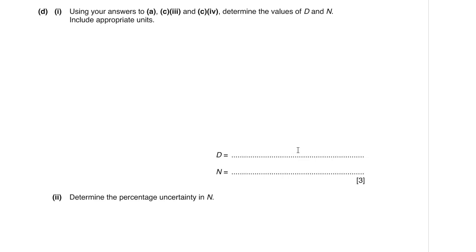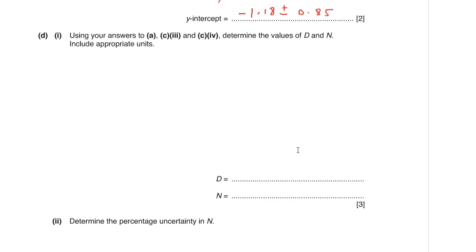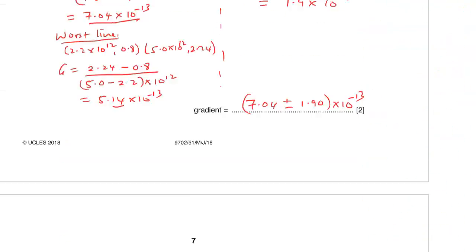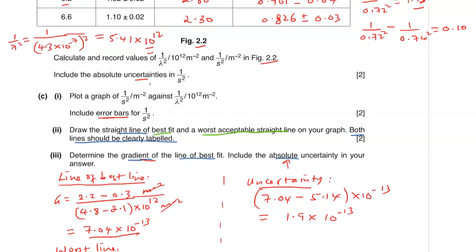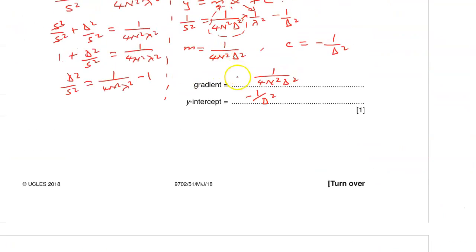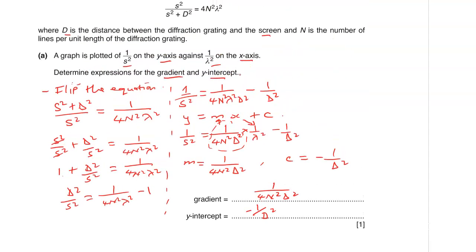Part D. Use your answers in A, C part 3, which is this one here, and C part 4. Determine the values of D and N. Include appropriate units. So let's go back to A. A is here: the gradient and the y-intercept.